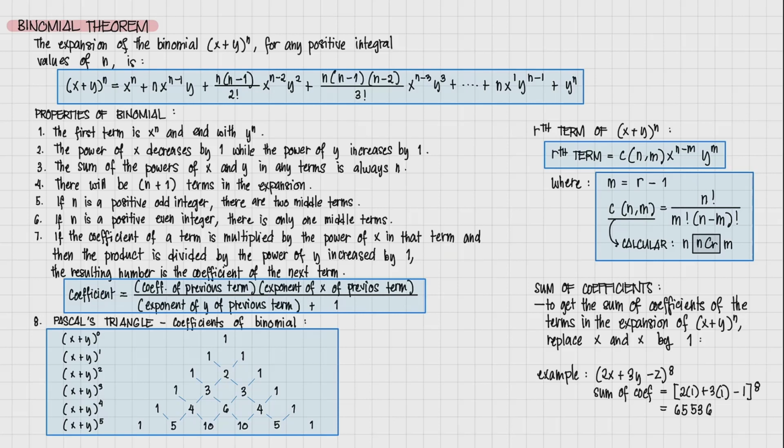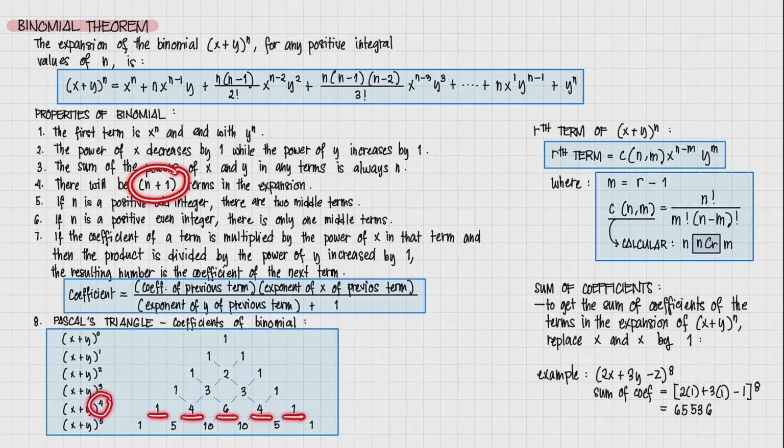So kapag raised to 0, isang term lang, 1 yung coefficient. Kapag raised to 1, it has 2 terms, and then the coefficients are 1 and 1. And then kapag raised to, let's say, 4, it has 1, 2, 3, 4, 5 coefficients. As evident, diba ang number ng terms natin will always be n plus 1, which is 4 plus 1, 5 terms tayo. Tapos, ito yung coefficient nila.